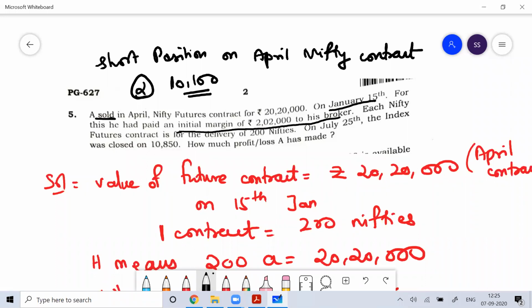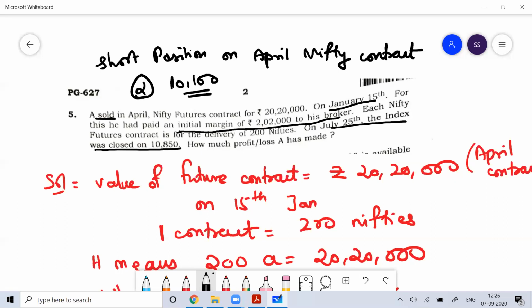So now you can see, on July 25th, the Nifty was closed at 10,800. Now you can understand, this person has taken an April Nifty contract, because maximum you can take a 3 month contract. So if you are in January and you want to trade on index future, you can take February index future, or March index future, or April index future. You cannot take May index future. So this person has taken April index future at 10,100.